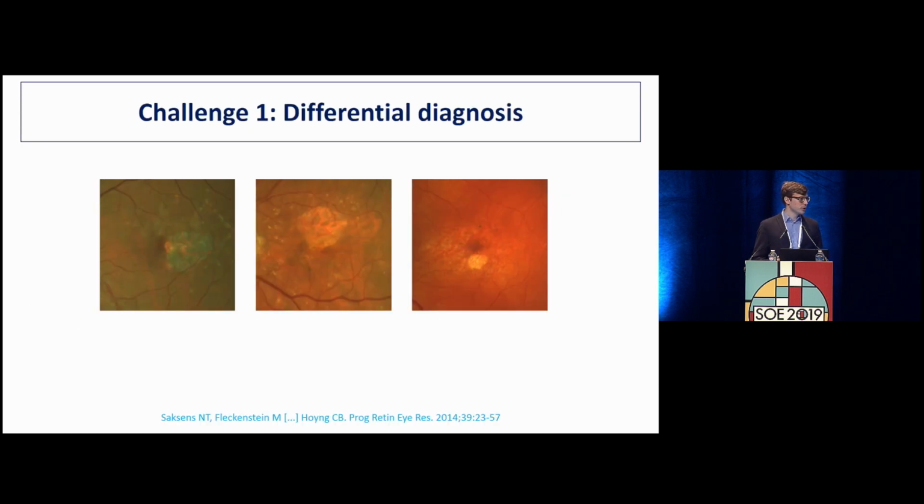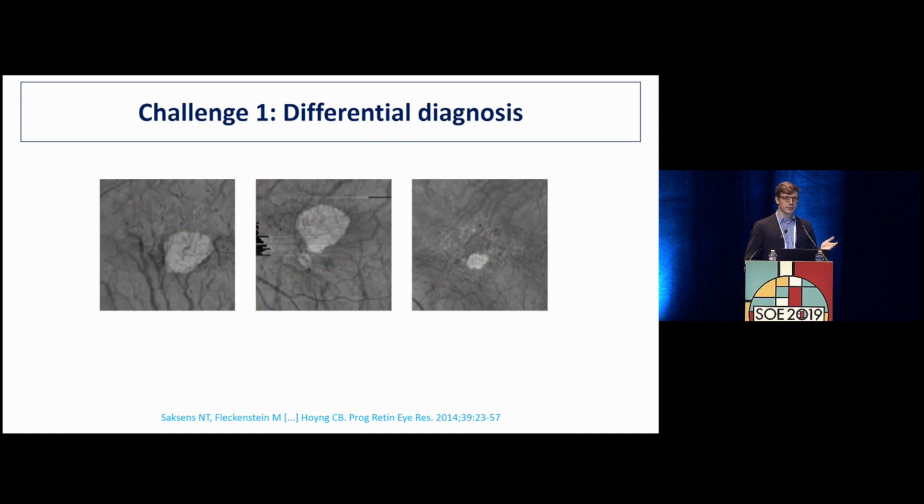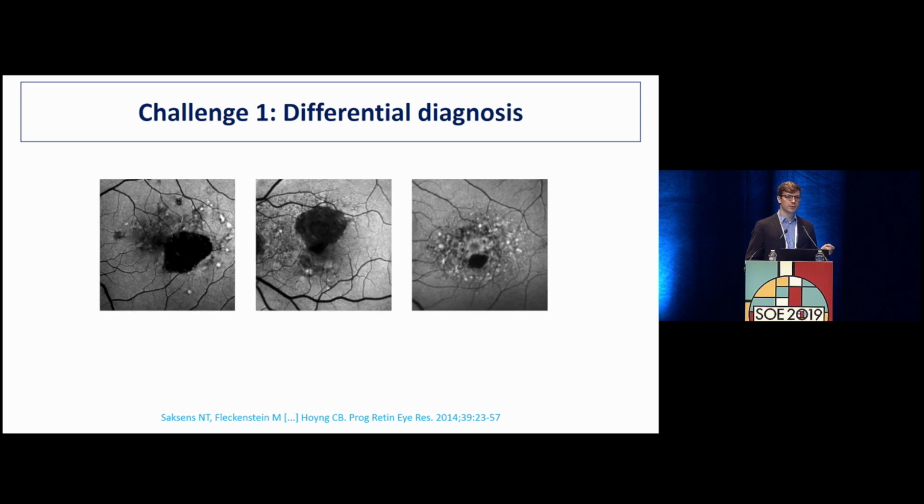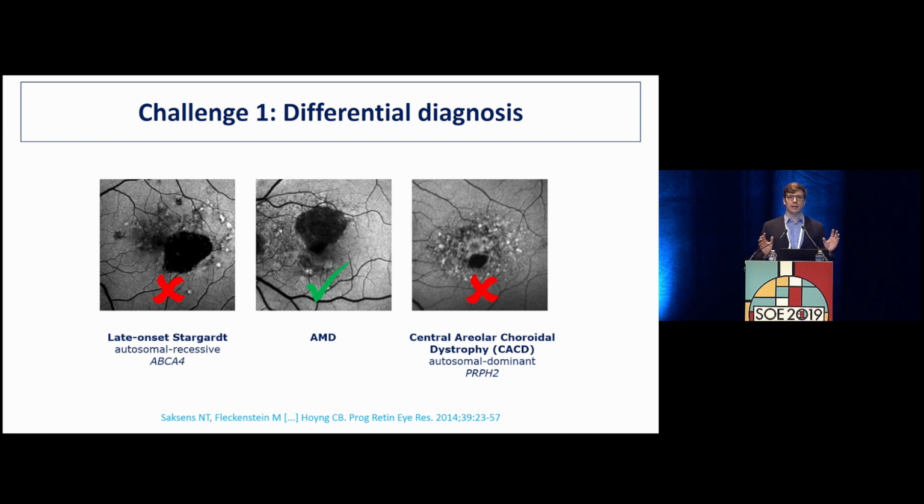So for the first challenge, here you can see 3 patients. All 3 patients exhibit RPE atrophy and some kind of yellowish deposits, but it's really hard to tell the diagnosis. So if you do en face OCT scanning, again, you see the RPE atrophy and the different OCT layers, but only fundus autofluorescence really helps you, and if you then do genetic testing, you see that the patient on the very far left has late onset Stargardt's disease with ABCA4 mutations. The patient on the very right hand has central areolar choroidal dystrophy, and only the patient in the center has real geographic atrophy secondary to AMD.